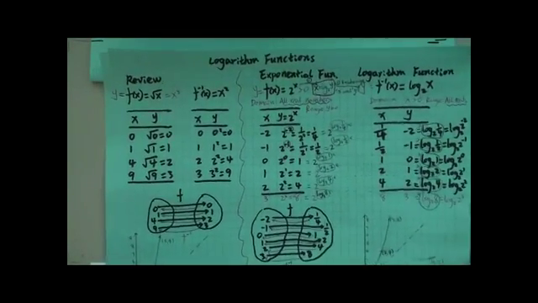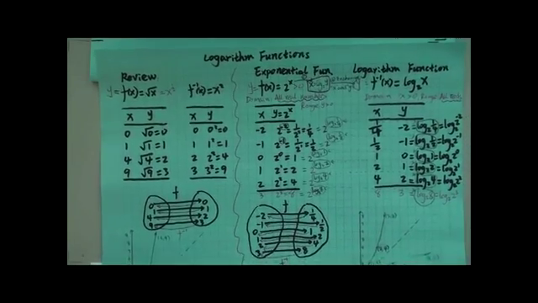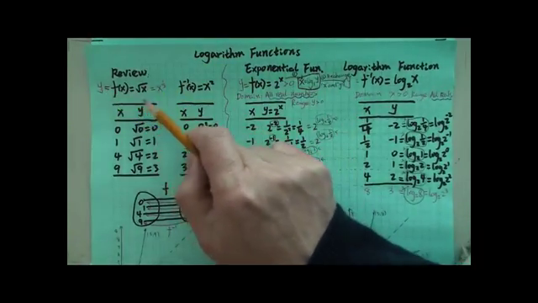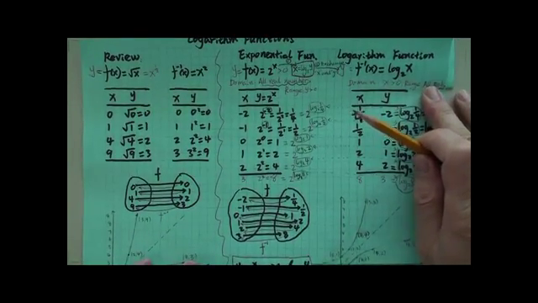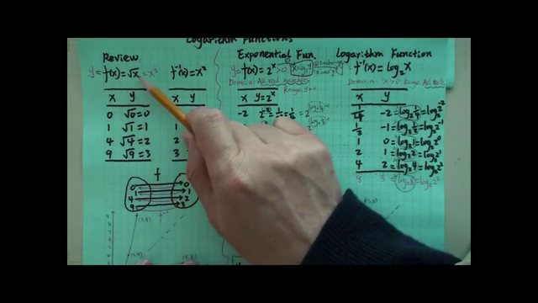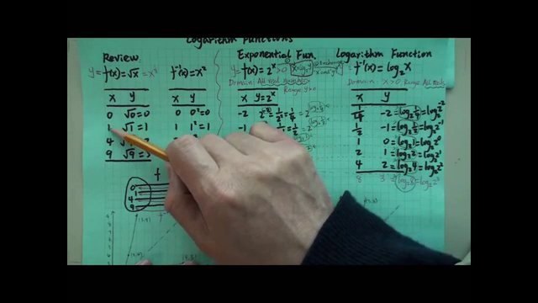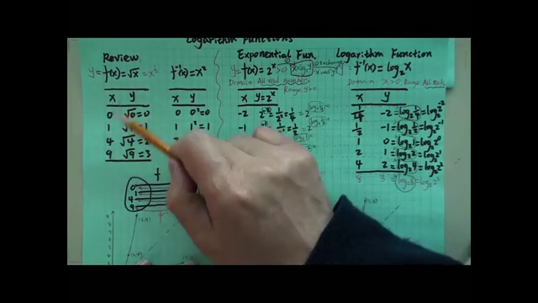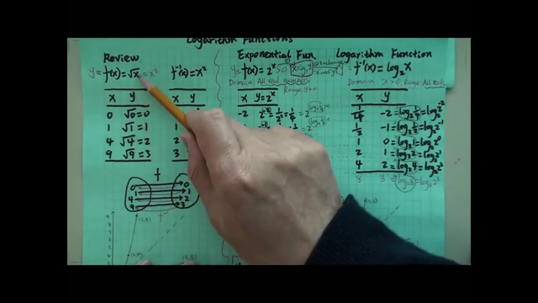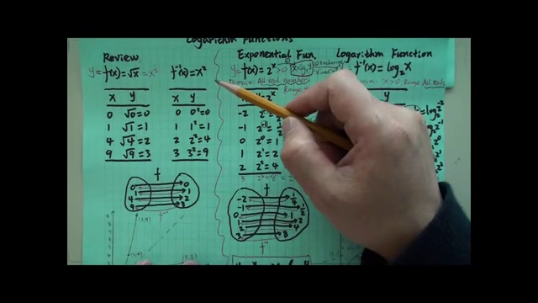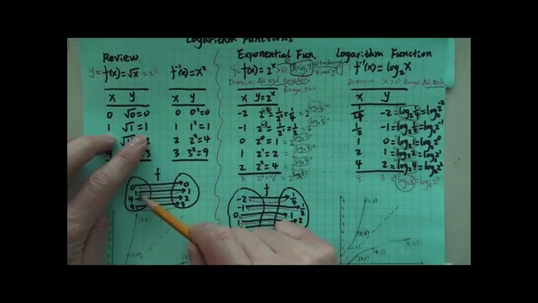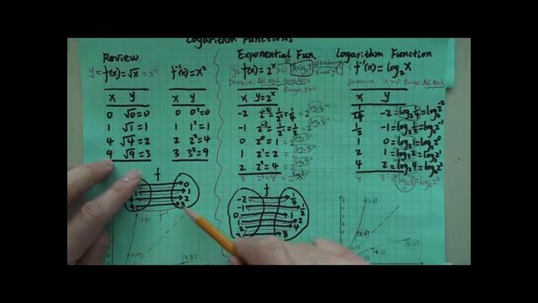Now, right here, that's the logarithm function we need to talk about. Before we do the logarithm function, let's review this one. We know y equals radical x. This function, if you input 0 here, radical 0 is 0. If you input 1 here, radical 1 is 1. If you put 4 here, radical 4 is 2. If you input 9 here, radical 9 is 3. Now, if this is f of x, then 0 goes to 0, 1 goes to 1, 4 goes to 2, 9 goes to 3.